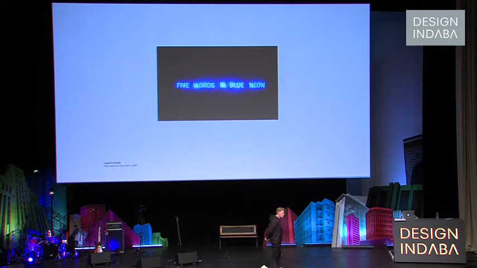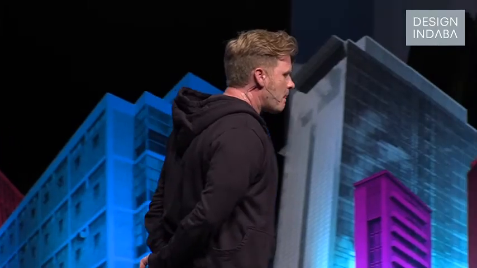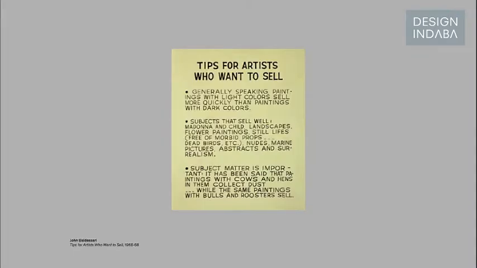And then you had this kind of cool conceptual art stuff, like originally stemmed from Gertrude Stein's poem, this kind of recursive statement she said, which was 5 words in a line, which is her shortest poem. And this is a Joseph Kossuth. And then you had Baldessari, who would actually make paintings about paintings, suggesting tips for artists to make other paintings. And I love this thing. Subject matter is important. It has been said that paintings with cows and hens in them collect dust, while the same paintings with bulls and roosters sell quite well.